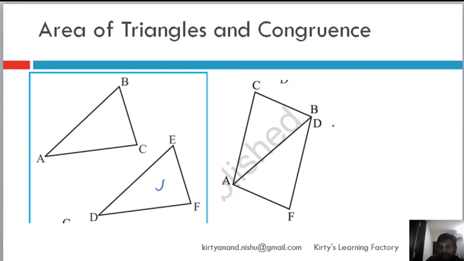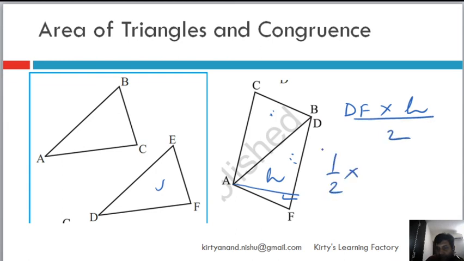So if DF is the base, DF into whatever is the height, let's call it H. So basically same as that of a rectangle, and therefore the area of these two equal or congruent triangles will be DF into H, and the area of one triangle will be half into base DF into height. Now for this triangle ABF, this is the base, and on this base from the opposite vertex, whatever is the height, that height into half will be the area of the triangle.